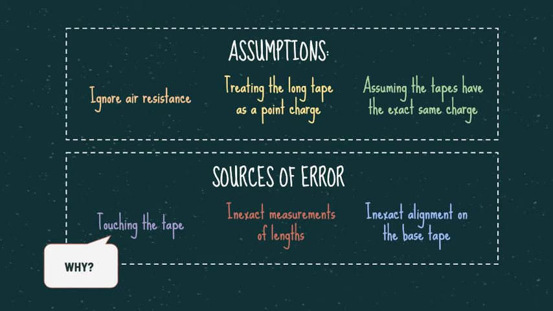The other two are inexact measurements when measuring how close the tapes must be for interaction, and inexact alignment of the U-tape on the base tape, leading to different contact with each U-tape charging process. Overall, I believe that this experiment did a good job of showing us how objects that we don't think of as charged are part of our daily lives.